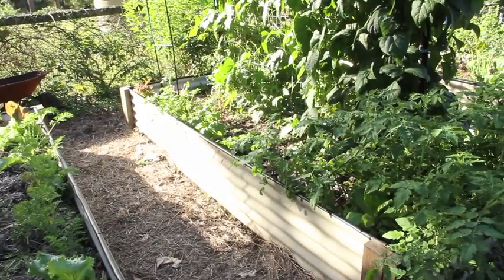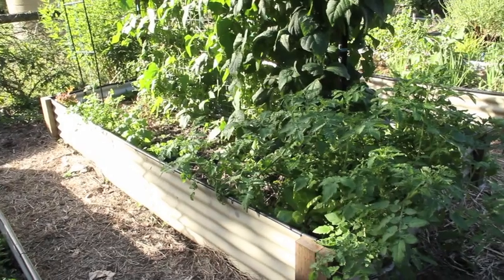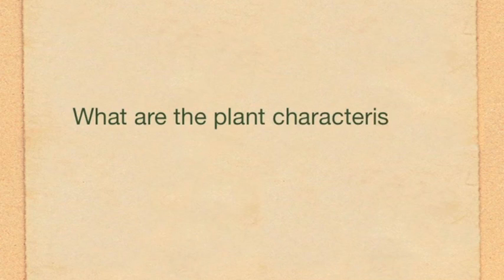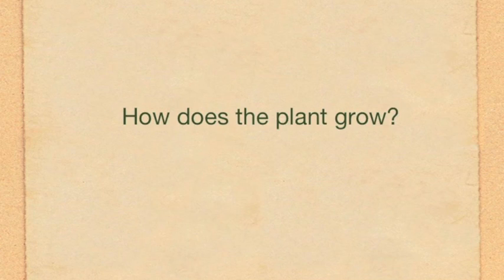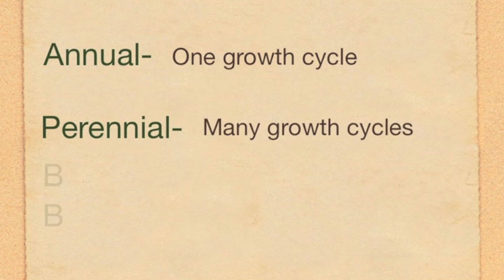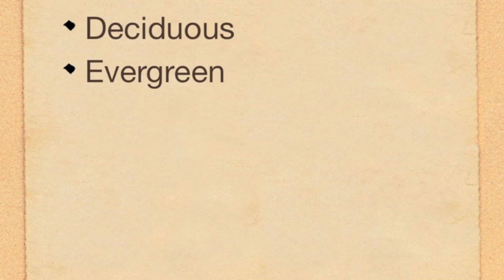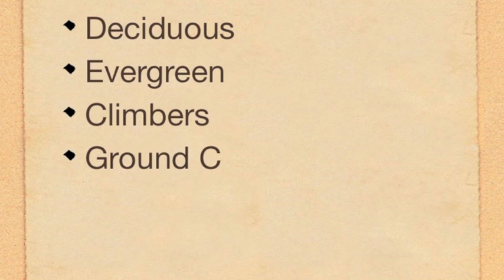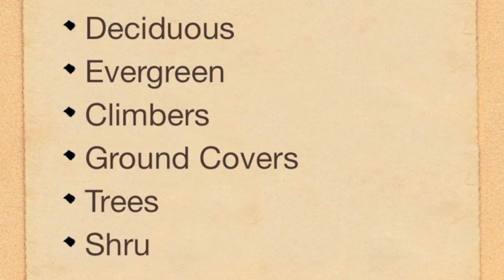There's a few things to consider when choosing plants for your garden. What are the plant characteristics, or how does a plant grow? An annual is a plant that has one growth cycle and then it dies. A perennial has many growth cycles, and a biennial has two growth cycles and then it dies off. There's also deciduous, evergreen. You also need to consider climbers, ground covers, trees or shrubs.